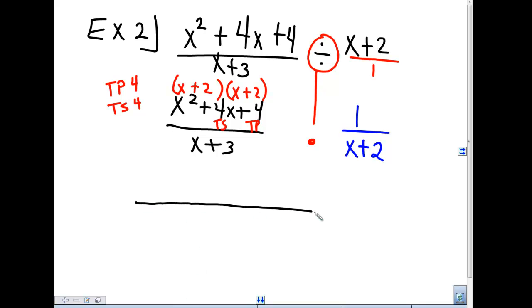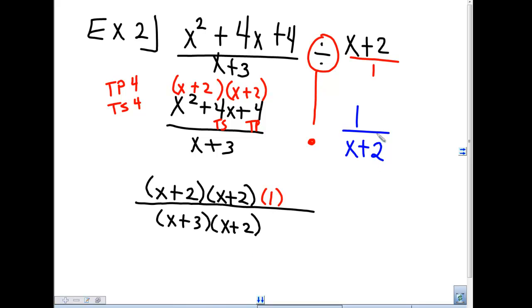So I draw one big division line and rewrite my original expression as the factors. I don't have to write down the 1. When you multiply by 1, it's the same expression. Canceling all factors, we can see that x plus 2 will reduce with x plus 2 in the bottom. That leaves x plus 2 divided by x plus 3.